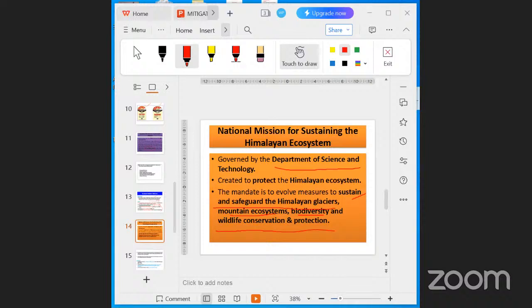So, in sum, it talks about protecting and preserving different aspects related to the Himalayan ecosystem. And also it talks about protecting glaciers, which are a major source of India's water supply, as well as projects to reduce the impacts of global warming. Okay. And next mission.